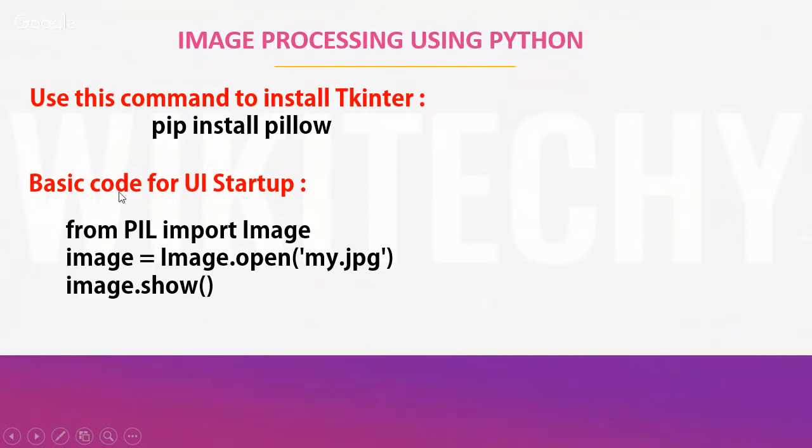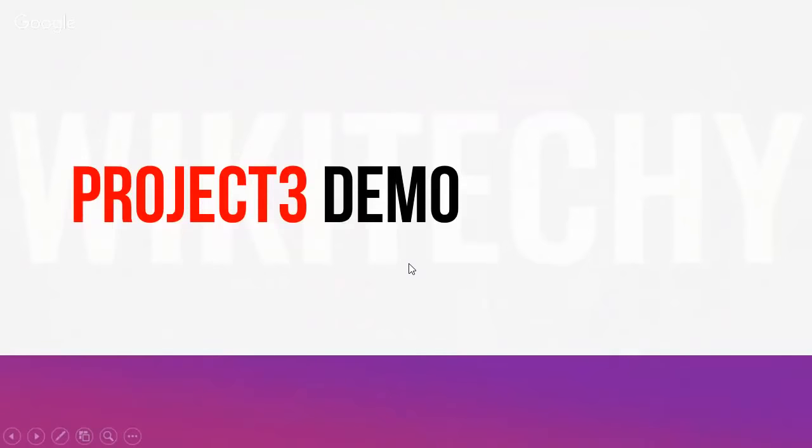And the basic code for the startup is from PIL import Image. This is the one you will be using. So image is equal to Image.open, now from my.jpg. So I got an image here, open it and you can show it here. That's how your Pillow will be working. So let's move on to the demo.